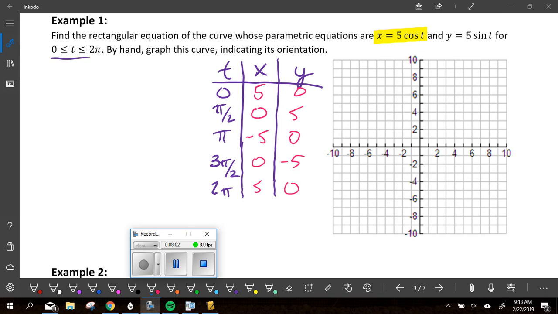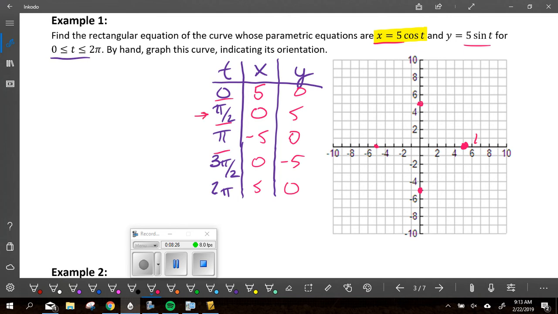I've got my different dots here, 5, 0, 0, 5. I just kept plugging in. And so I had 5, 0, 0, 5, negative 5, 0, 0, negative 5, and then 5, 0 again. Again, all I did was take these numbers and plug them into this equation. Then I plugged them into that equation. Which dot did we start with here? 5, 0. This was my first dot. That was dot number 1.